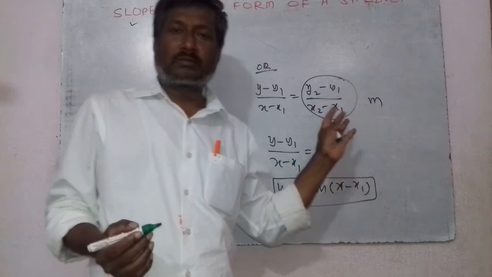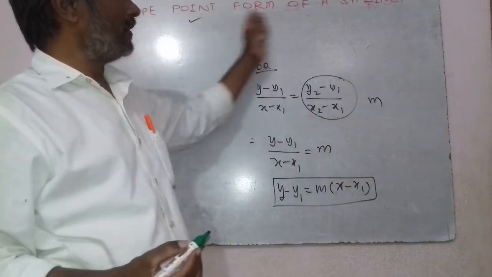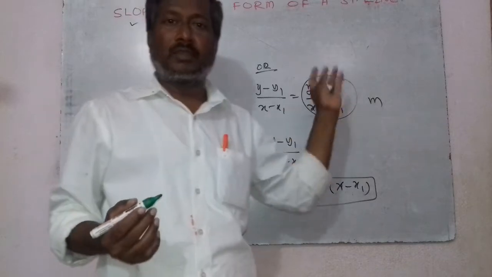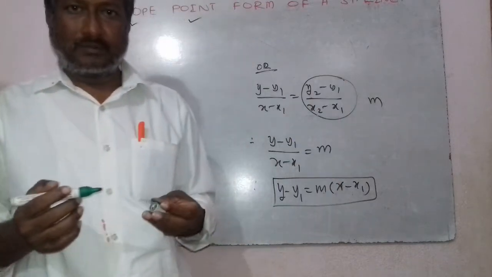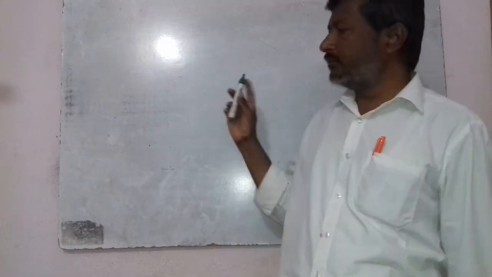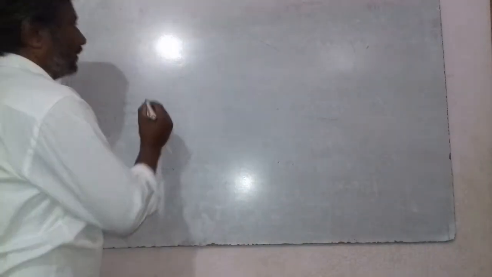So it is a 2 marks question. If you are asked to prove the slope point form of a line, you can use any one of these. Now let us solve 2 more problems concerned with this.